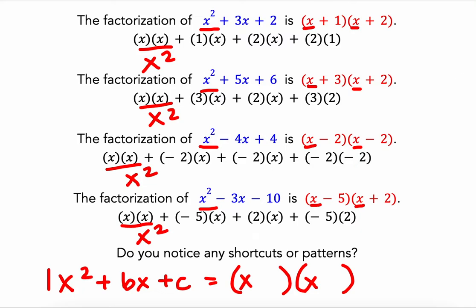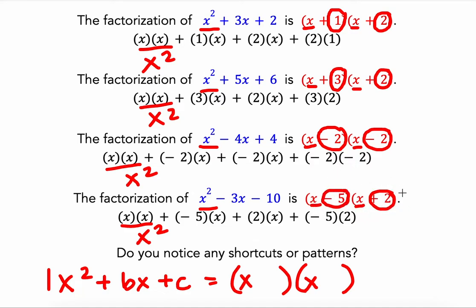Let's see another pattern. Another pattern you probably notice is that these last terms right here, 1 and 2, 3 and 2, -2 and -2, -5 and +2, are always being multiplied together to get that last term, that c. So 1 times 2 is the 2, 3 times 2 is the 6, -2 times -2 is the +4, and the -5 times the +2 is the -10.